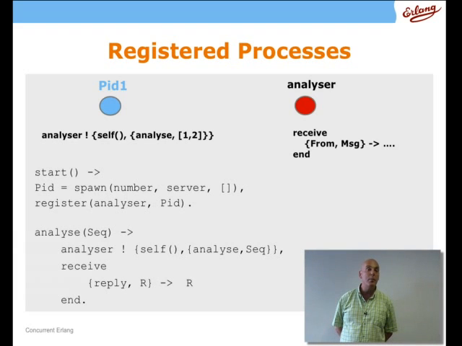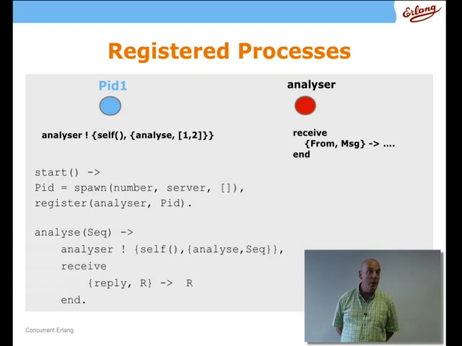We have a process with PID 1, and underneath that process we see the start code for the process. The first expression to be evaluated is spawn of the server function in the number module with no arguments, and that returns a PID. And then the second statement we execute is a registration. So that new process is now called analyzer, because we've called register with analyzer and PID.